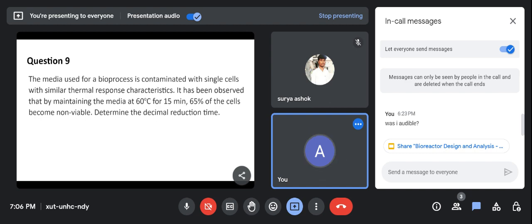Let's move on to the final question in this case. So question number 9. The media used for a bioprocess is contaminated with single cells with similar thermal response characteristics. Okay. It has been observed that by maintaining the media at 60 degrees Celsius for 15 minutes, 65% of the cells become non-viable. You have to determine the decimal reduction time, that is the time required for a certain amount of cells to decrease by a factor of 10 or a log factor of 1.